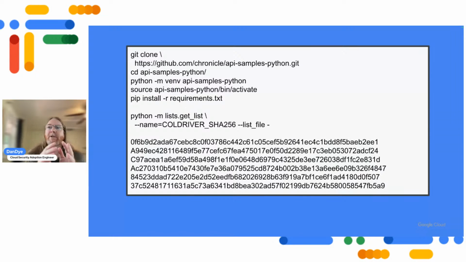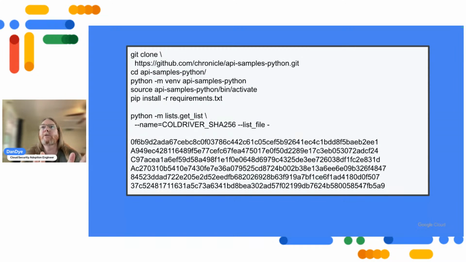This script, as written and as in the GitHub repo, only outputs the contents of the reference list. And you can see that on the screen here. They're line delimited, just like we saw in the Chronicle web UI. It's a list of strings.